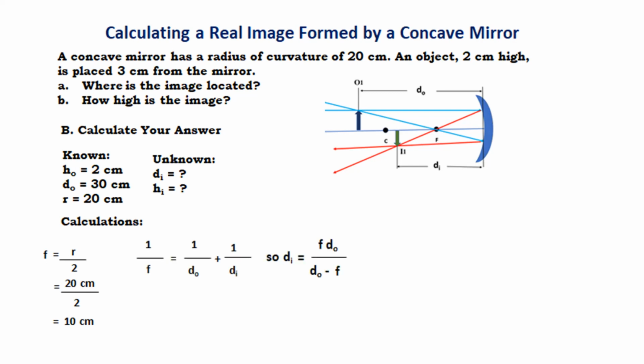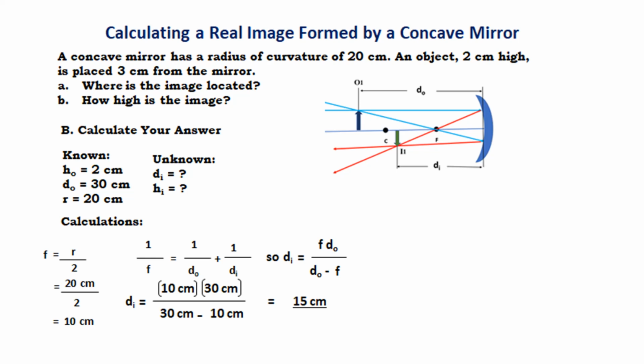Using the lens-mirror equation, 1 over f is equal to 1 over d sub O plus 1 over d sub I. So, d sub I is equal to f times d sub O all over d sub O minus f. Let us substitute the given quantities. d sub I is equal to 10 centimeters times 30 centimeters all over 30 centimeters minus 10 centimeters. The distance of the image is 15 centimeters.